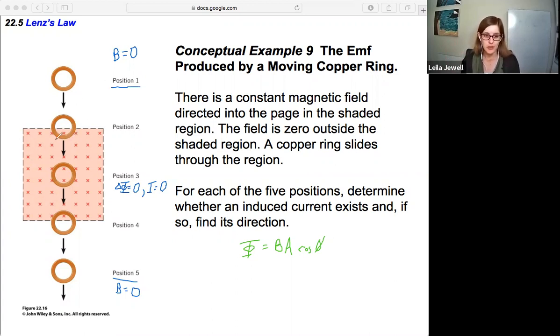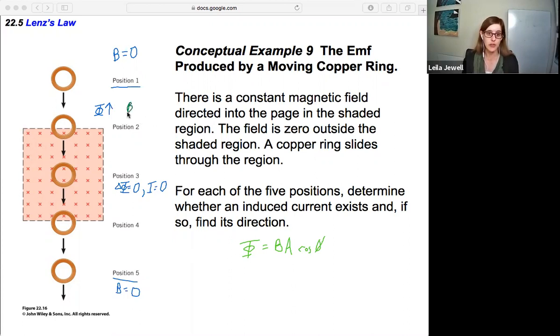At position 2, the copper ring goes from no magnetic field to entering a magnetic field. So how does the flux change? Well, notice you can either describe it as the magnetic field increases or the area increases. Either way, the flux is definitely increasing. We want to set our induced magnetic field to oppose the change in flux.